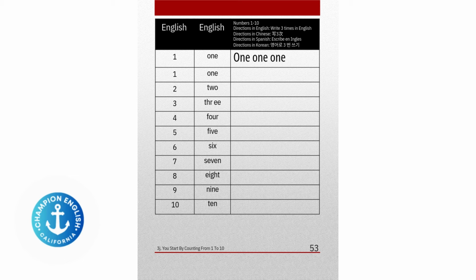Here we go. One, one, one. Two, two, two. Three, three, three. Four, four, four. Five, five, five. Six, six, six. Seven, seven, seven. Eight, eight, eight. Nine, nine, nine. Ten, ten, ten. All right, students, very good job. And let's check your work on the next page.